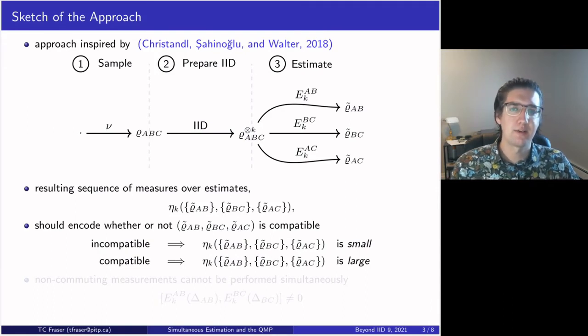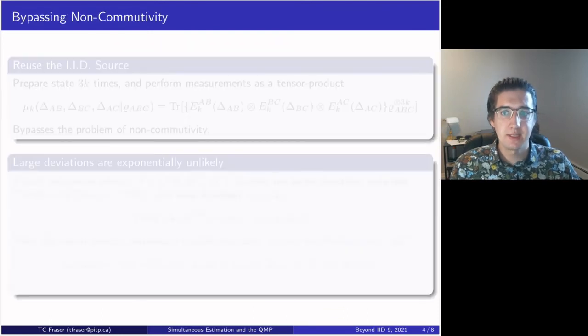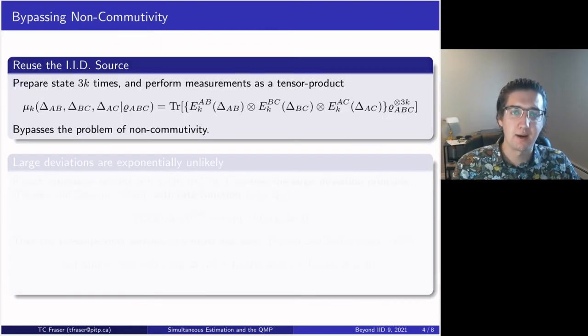Unfortunately, we immediately encounter a familiar problem. It's that the measurements which produce these estimates for at least overlapping marginals do not commute in general. Therefore, these measurements cannot be performed simultaneously. Fortunately, when working in the setting of independently and identically distributed sources, non-commuting operators are not a problem. So to bypass this problem, you simply prepare the joint state 3k times instead of k times, and then extract an estimate for each marginal by performing the corresponding measurements on disjoint blocks of size k.